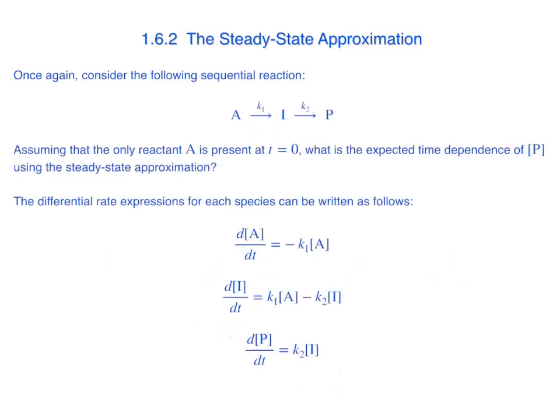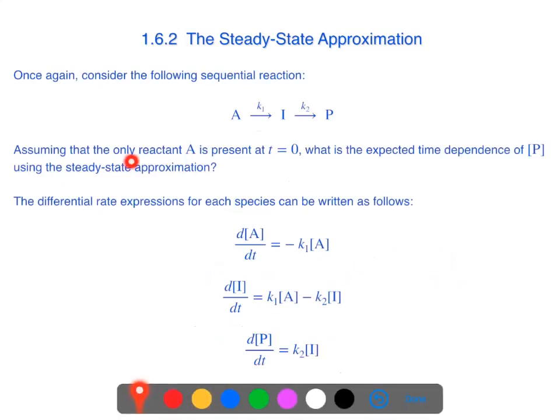So let's look back at the sequential first order reaction mechanism that we saw in the previous video. And now, instead of solving it numerically as we showed in the previous video, let's implement the steady state approximation and see whether or not we come up with a similar solution. So if we assume that we only have a single reactant as shown, and at time equal to 0, we expect that there's no intermediate or product present. It's only the concentration of A that's present in the system.